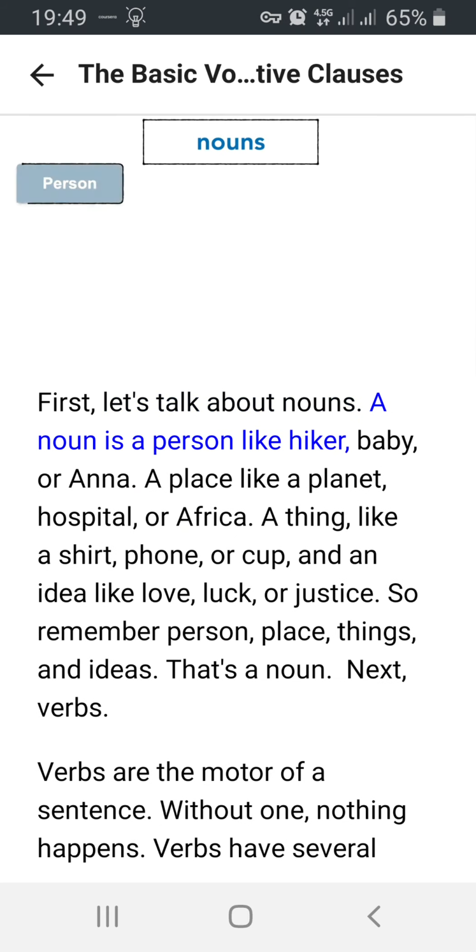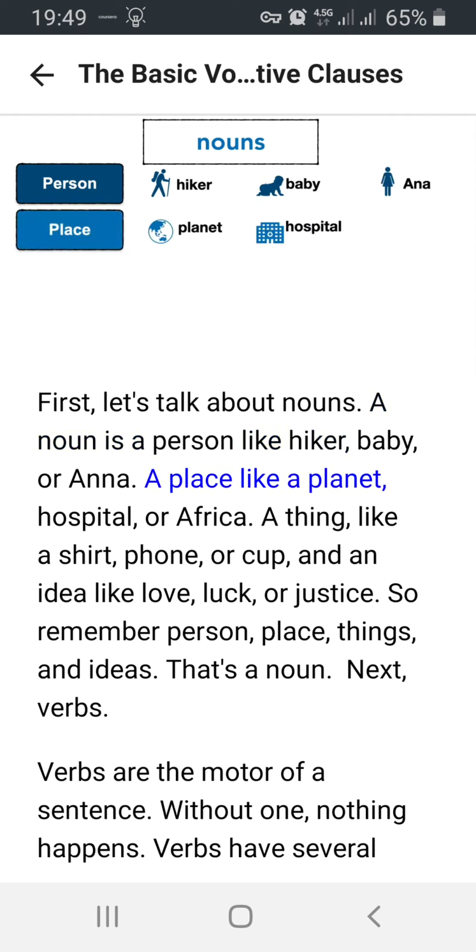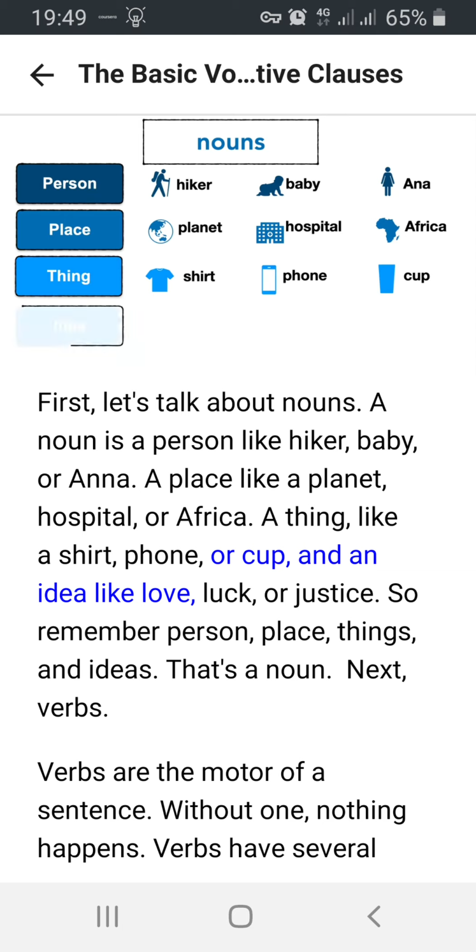A noun is a person, like hiker, baby, or Anna. A place, like a planet, hospital, or Africa. A thing, like a shirt, phone, or cup. And an idea, like love, luck, or justice. So remember, person, place, things, and ideas. That's a noun.